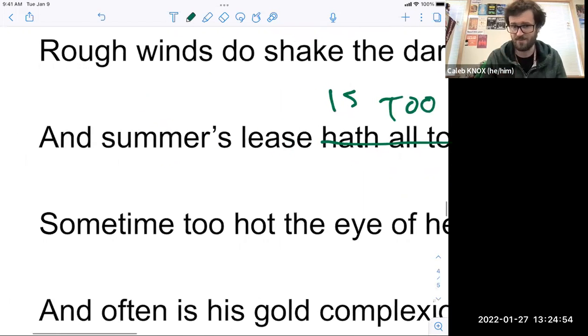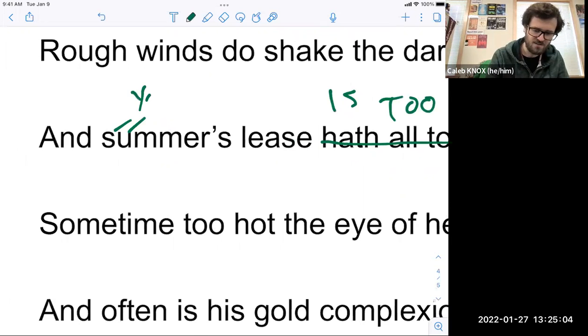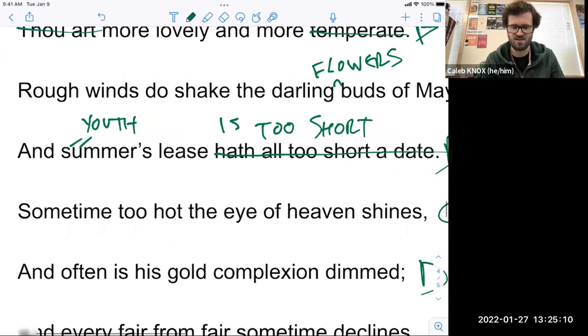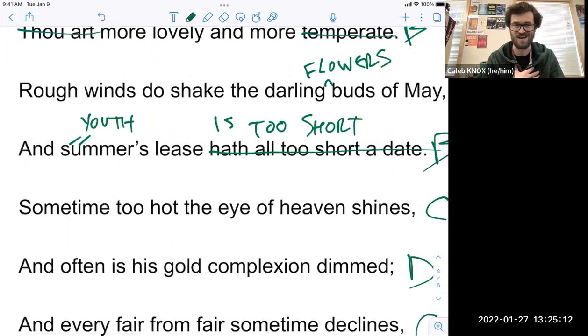And I will also point out that while yes, we're talking about summer, it's shall I compare you to a summer's day? And he uses the word summer in this poem to symbolize youth, okay? And so he's making a statement there too, that our youth is too short, right?